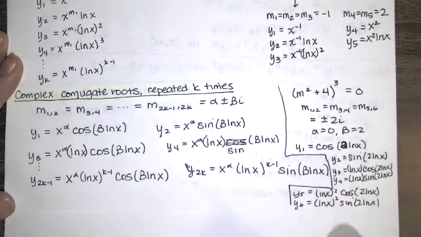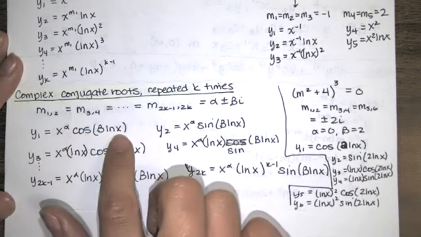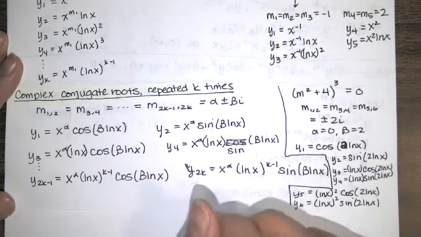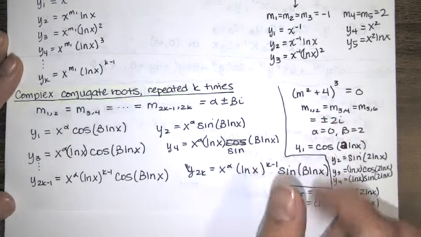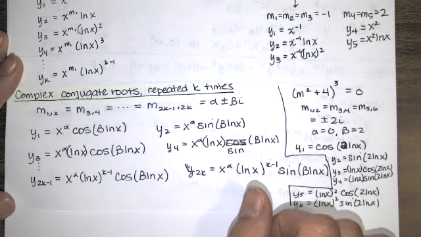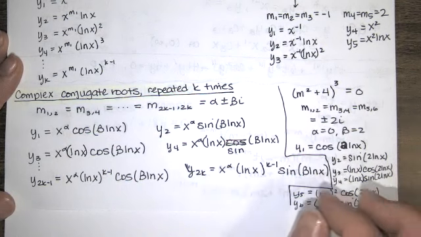So the first 2 just involve the sine and cosine. It's x to the alpha times cosine of beta natural log of x, and x to the alpha sine of beta times natural log of x, where alpha is the real part and beta is the imaginary part of those complex conjugate solutions to that polynomial equation.